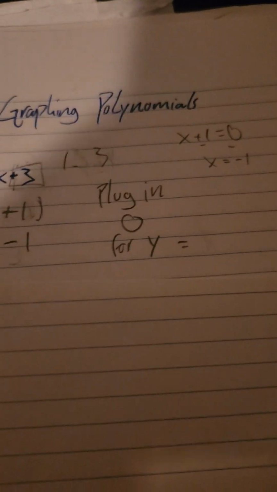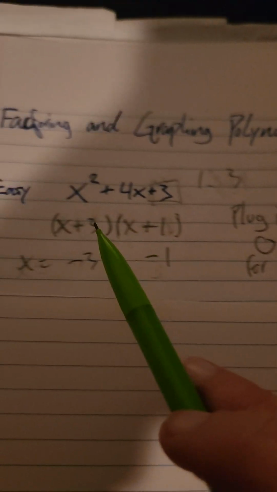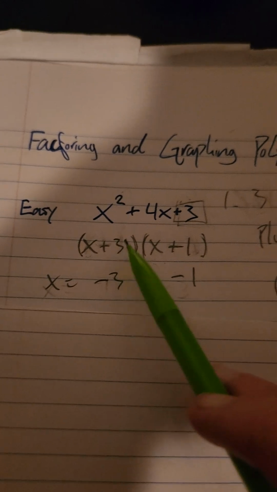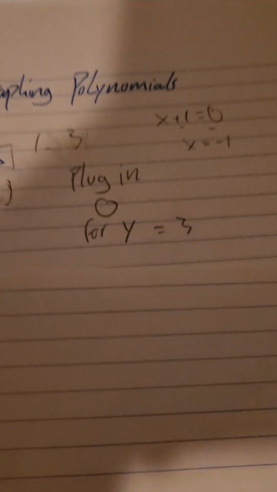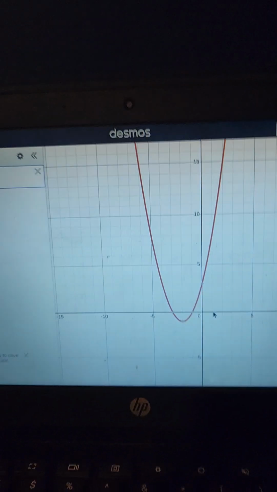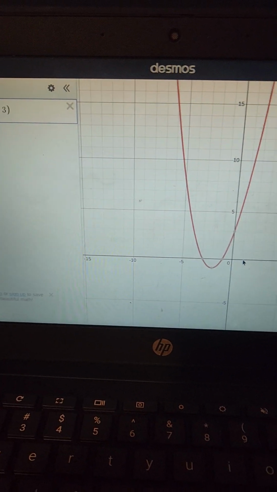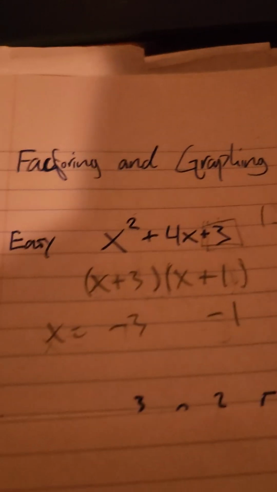Now we need to find our y-intercept. In order to do that, you just need to plug in 0 for x. So now you just got 3 times 1, which is 3. So that's your y-intercept. And this is what it looks like on a graph. It's a parabola. You can find other points on the parabola by plugging in different numbers for x. If I wanted to find what 1 equals, I would just plug in 1. So that's how you do that.